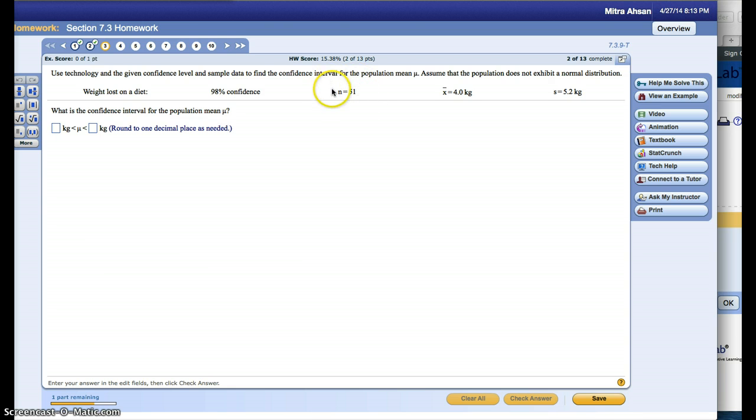Now, the other case is that, well, are you going to use student t or normal distribution? Are we going to use z of alpha over 2 or t of alpha over 2? In here, since s is given to us, that means we don't have the value for sigma. Anytime we don't have a value for sigma, we use t instead of z. So let's go to StatCrunch.